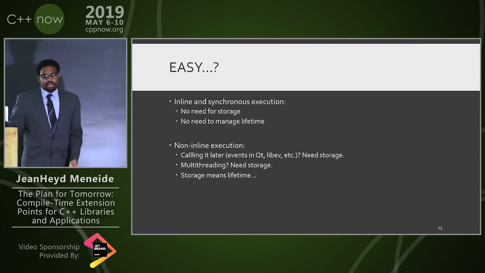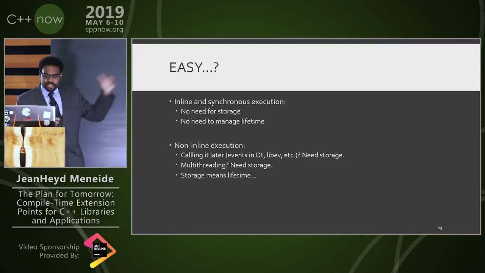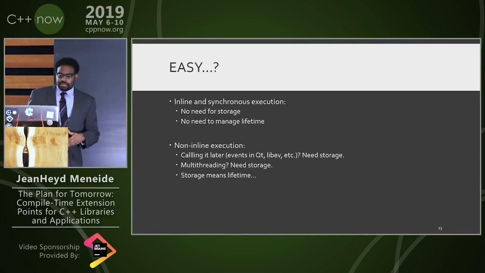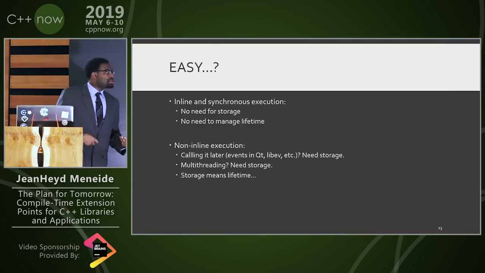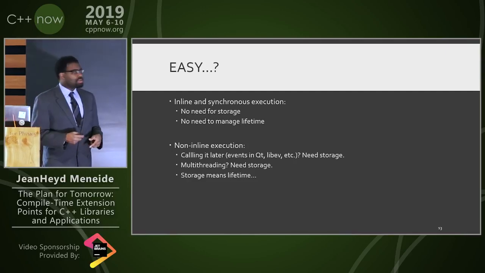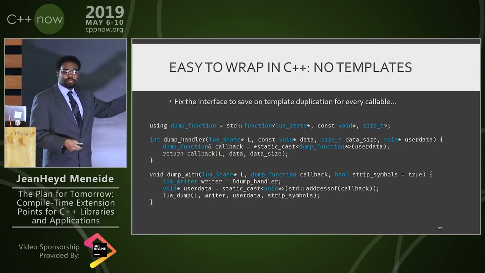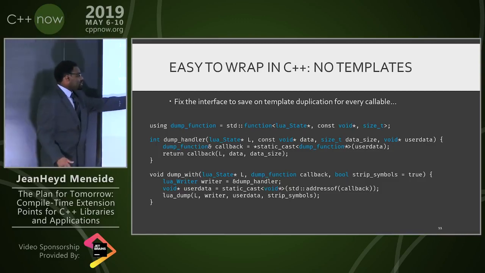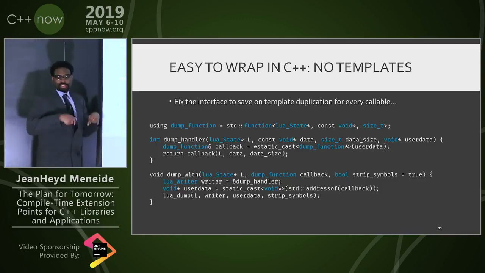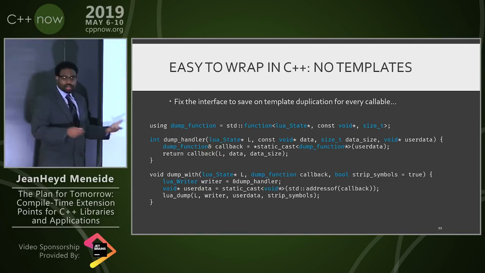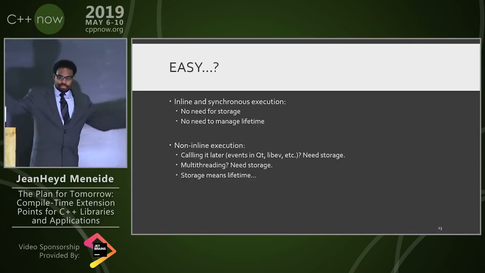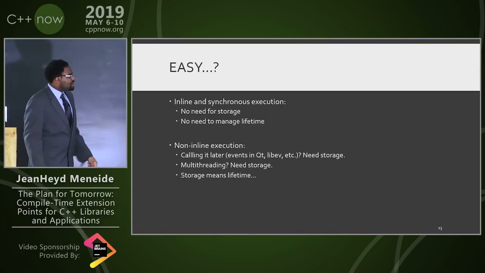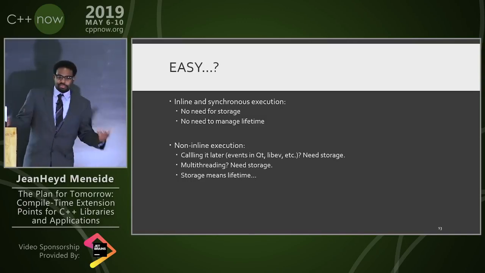It's also synchronous, right? That means I don't get control back until it's done. The problem is that when you get to non-inline execution or asynchronous execution, or you end up in the state that libev or Qt end up in, right, you need to store it. So in that case, std::function becomes mandatory, right? Because the implementation of this won't just be using a void star and then passing it. You'll have to store it somewhere and save it. The other thing is that if you're doing multi-threading, you also need to store it so that you can call it from these other threads, right? Because at some point you need to be able to reference it. And of course, the fact of storage means you have lifetime problems, right?